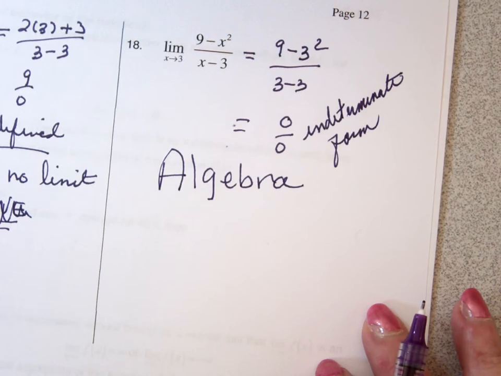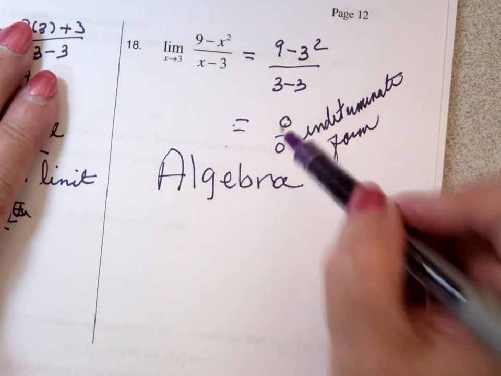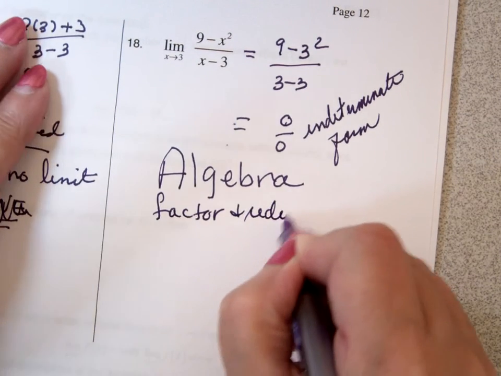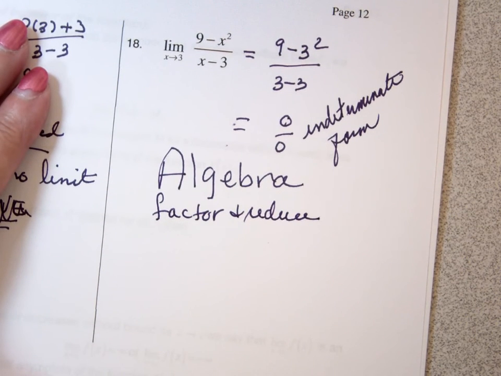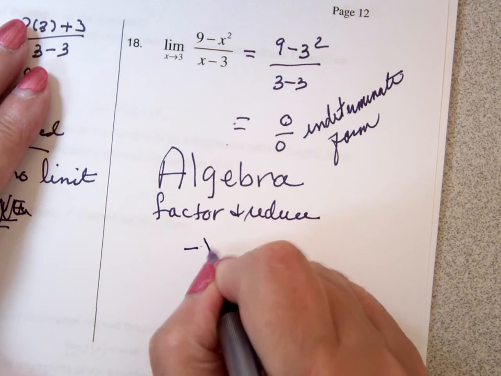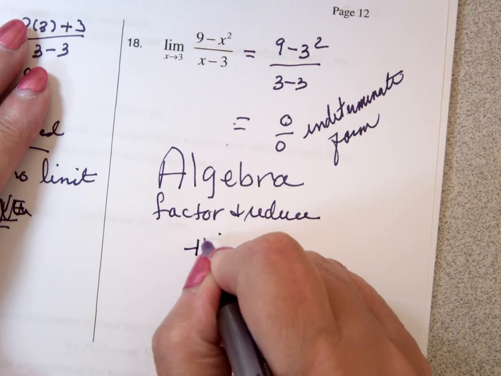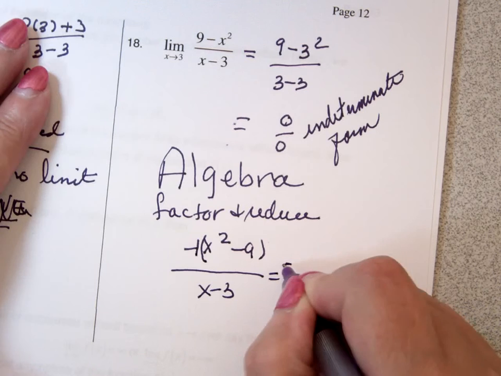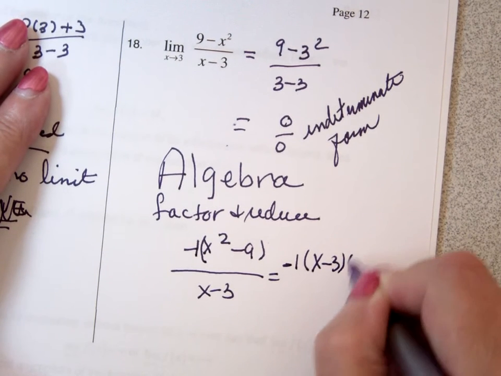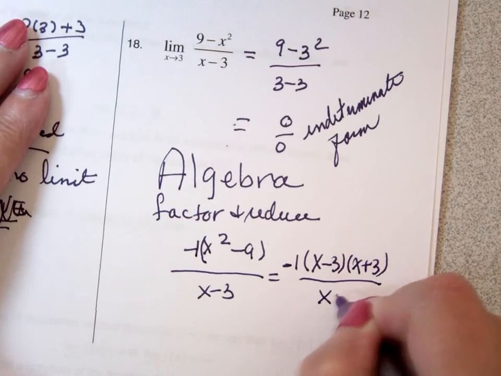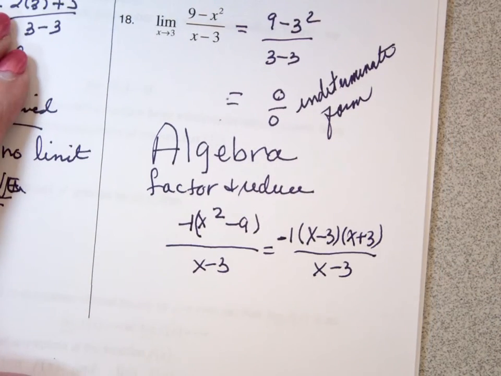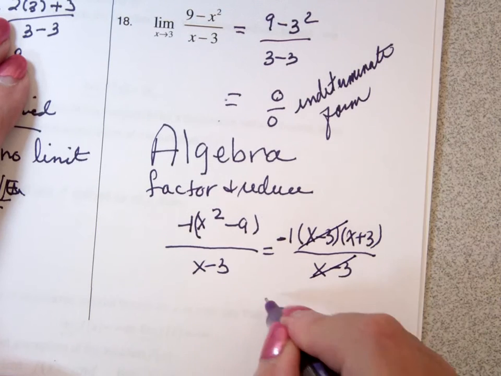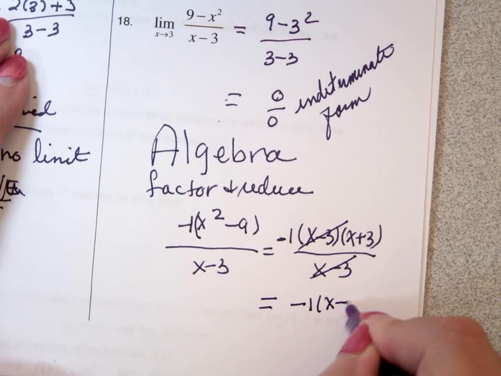And in this particular case, the algebra, because I have a 0 over 0 form, is going to be factor and reduce. And you're going to say, well, how am I going to do that? Well, I'm going to factor out a negative 1, which is going to give me x squared minus 9 over x minus 3, which is negative 1 times x minus 3 times x plus 3 over x minus 3. The x minus 3's reduce out. This is minus 1 times x plus 3.